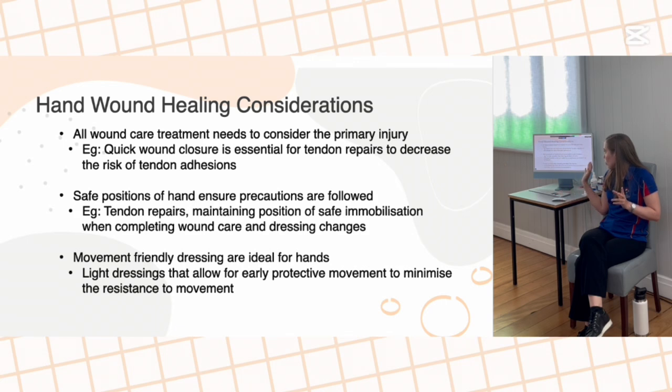So, things that we want to consider. We need to consider the primary injury, like I said before. So we want quick wound closure, especially for tendons, just because adhesion is so difficult to treat once it gets in.